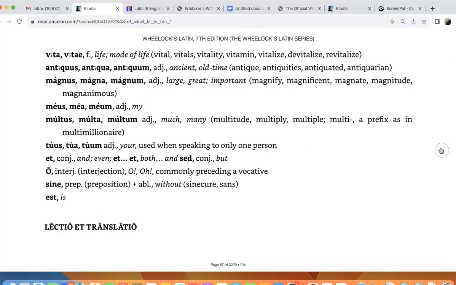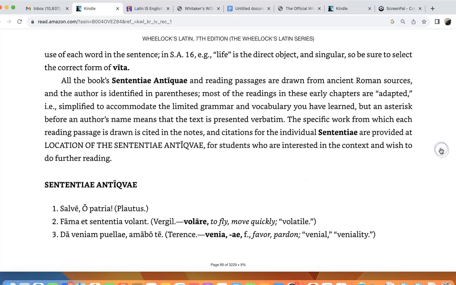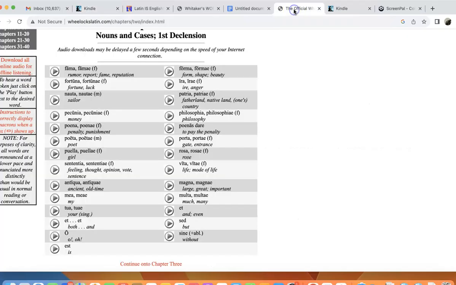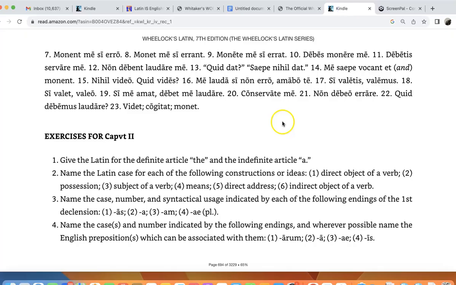All right, so you'll want to read through these vocabulary. Let's get into the exercises. Remember I said last time, you definitely want to go to the exercises in the back of the book. And then remember there's an answer key before you do the sententiae antiquae.